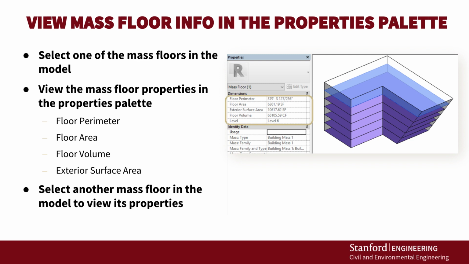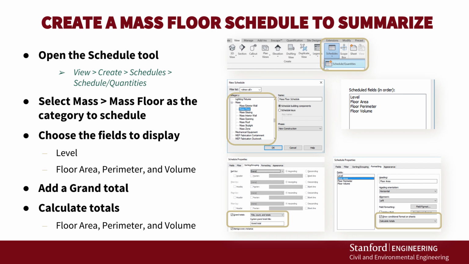Now, this isn't a very efficient way of operating, so you may want to create a tabular view that summarizes all that information. And we can do that by creating a mass floor schedule summarizing all the mass floor info. To do that, open the Schedule tool. It appears under the View tab in the Create section. If you pull down the Schedules menu, you can choose Schedules/Quantities. Then you can select Mass, spin that down and choose Mass Floor as the category of elements that you'd like to schedule.